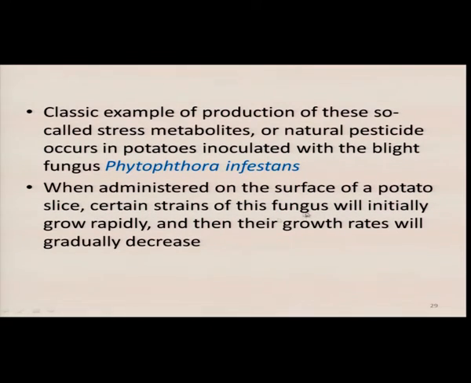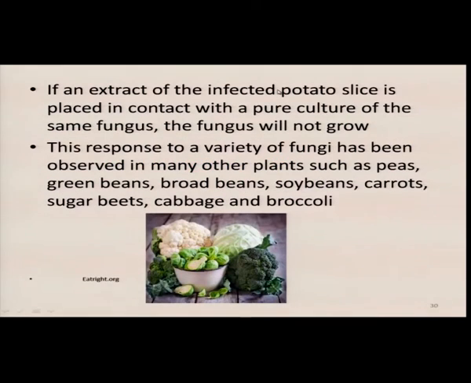So, when administered on the surface of a potato slice, certain strains of Phytophthora infestans will initially grow rapidly, and then their growth rates will gradually decrease, because the plant will start secreting the phytoalexin against it. If an extract of the infected potato slice is placed in contact with a pure culture of the same fungus, then the fungus will not grow.